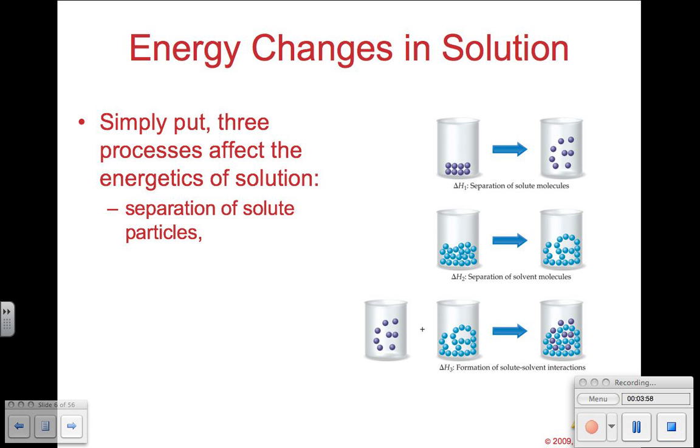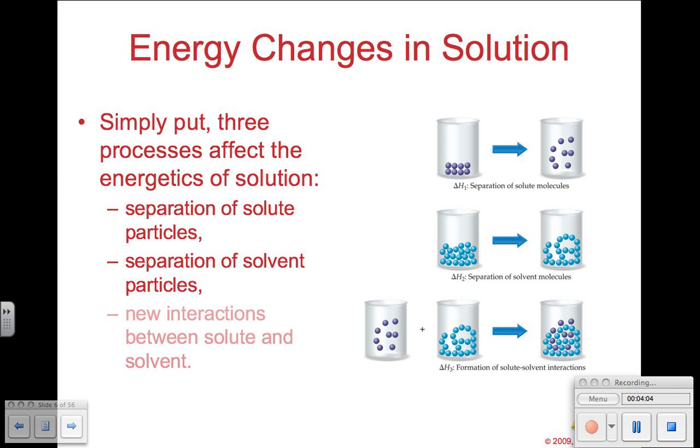So, energy changes in solution. When you have a solid that goes into the gas phase, or a solid that turns into a liquid, you have certain energy associated with it. But there are three processes that affect the energetics of solutions. First, there's the separation of solute particles. So if you have the solid and then all the little particles separated, there's some energy associated with that.